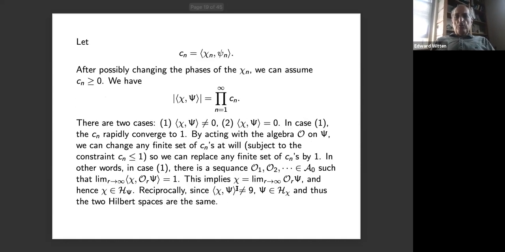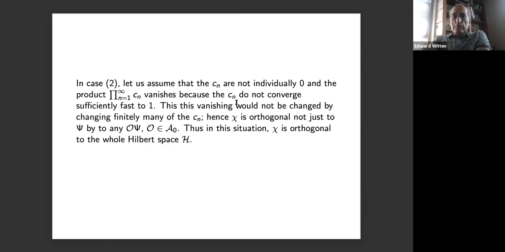In case 2, well, the inner product might be 0 for a stupid reason, that finitely many of the C's are 0. If that's true, we can remove those zeros by changing chi by the action of our small algebra. If infinitely many of the C's are 0, well, let's assume that isn't the reason that this inner product is 0. So if the reason the inner product is 0 isn't that there are finitely many bad C's, instead, the bad case is that the product vanishes because the C's don't converge very fast to 1. That means the vanishing wouldn't be changed by changing finitely many of the C's.